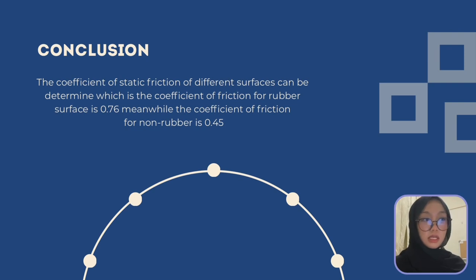And for the conclusion, the coefficient of static friction of different surfaces can be determined, which is the coefficient of friction for the rubber surface is 0.76. Meanwhile, the coefficient of friction for non-rubber is 0.45.